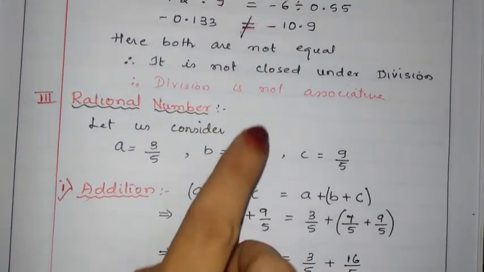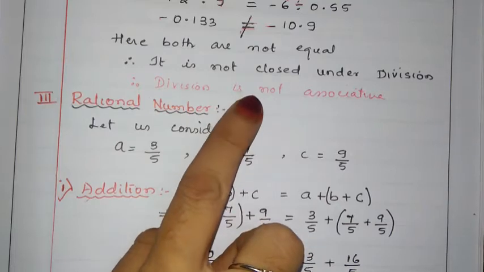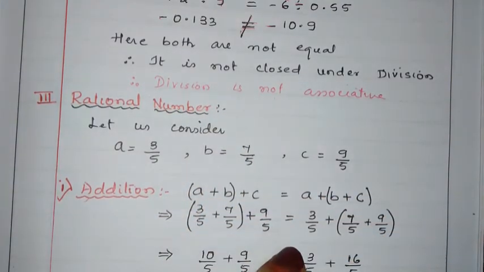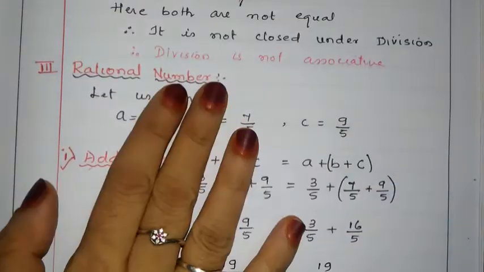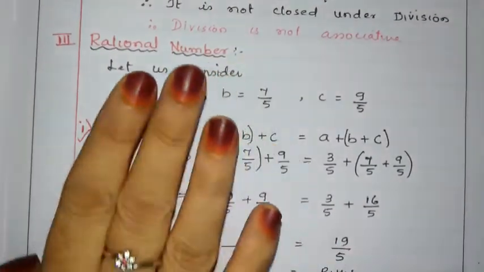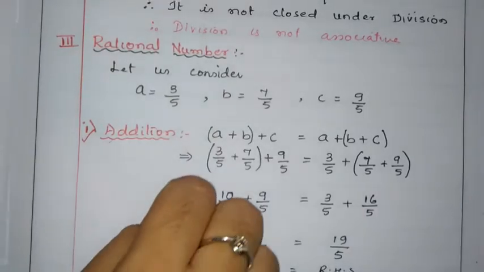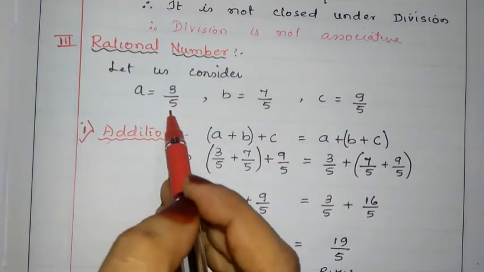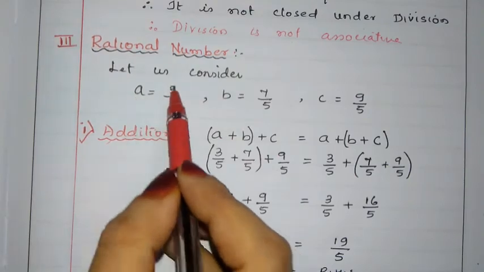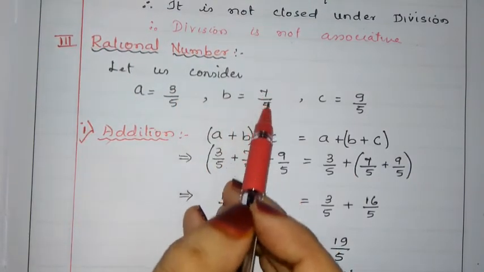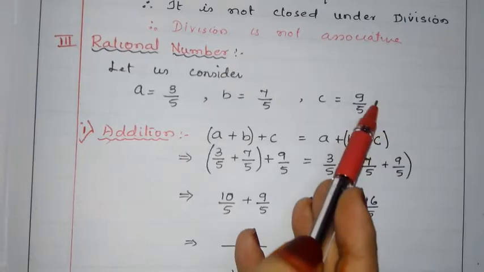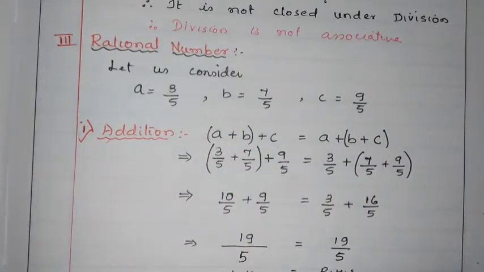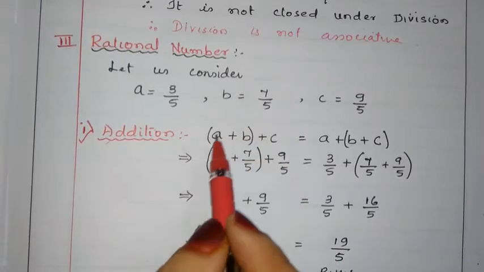Okay, so till here it was about integers and whole numbers, but the chapter which we are learning, and that is very important, is rational numbers. Now let us see the associative property on rational numbers. We know that rational numbers are nothing but p by q form. So I have taken here a is equal to 3 by 5, b is equal to 7 by 5 and c is equal to 9 by 5. a, b, c we have taken. Let us solve now by applying the associative property.